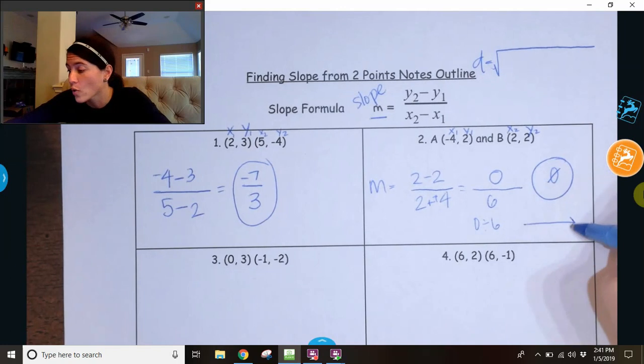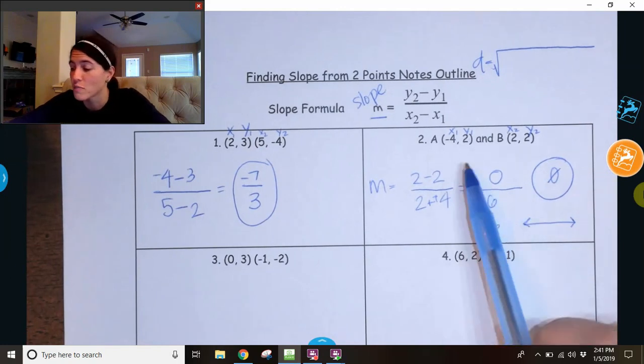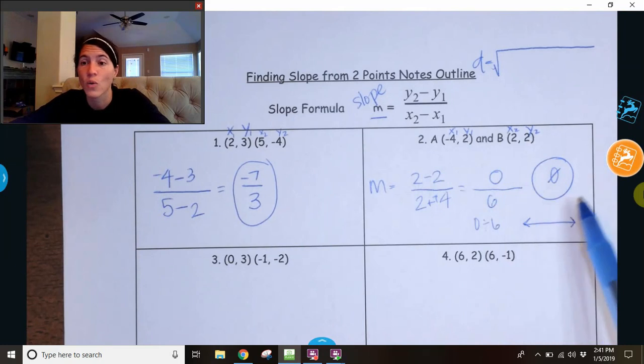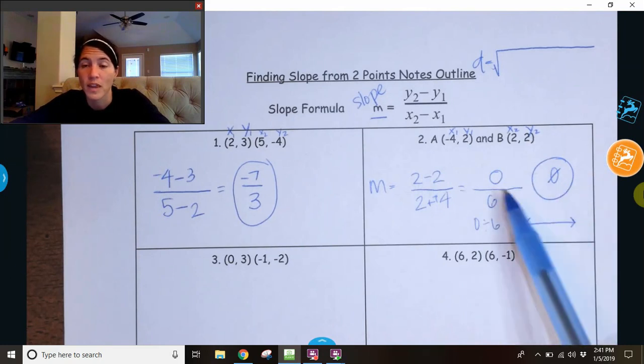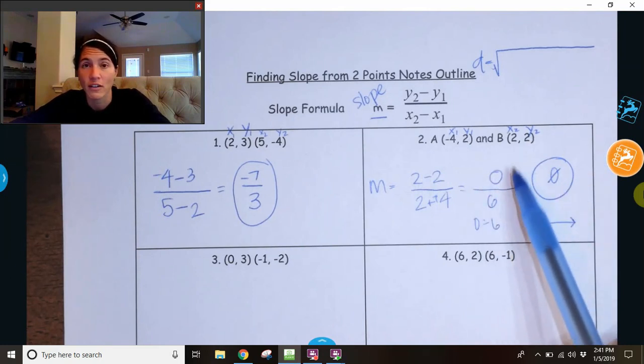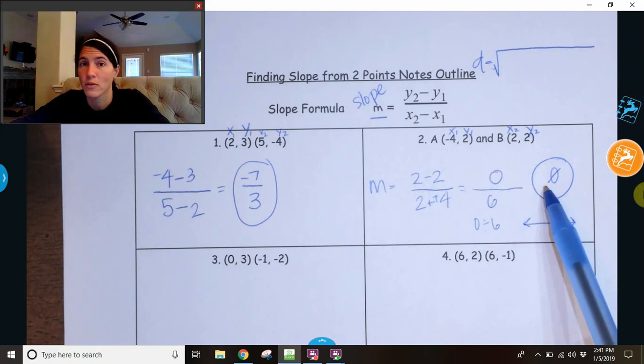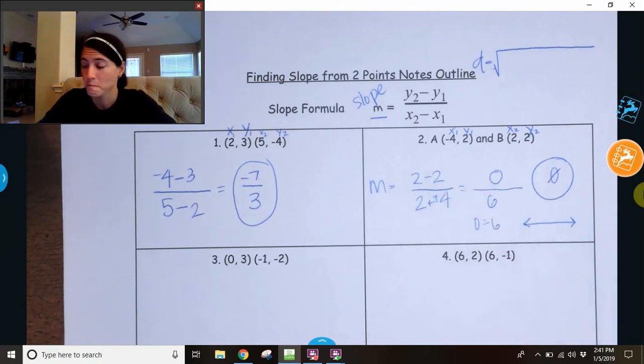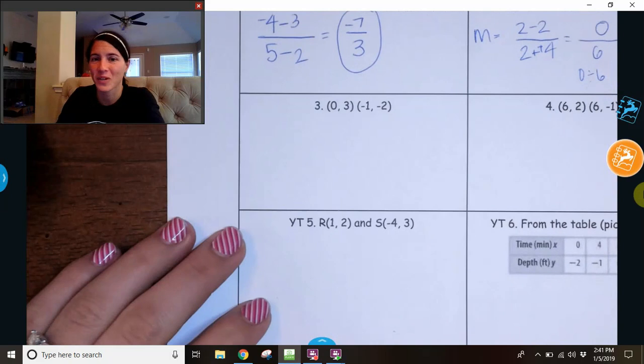This is a horizontal line. Notice my y values are both 2. So 2 minus 2 is 0. This is a horizontal line. This is a slope of 0. If you type this into your calculator, 0 divided by 6, you get 0. Don't leave it 0 divided by 6. Just put 0.